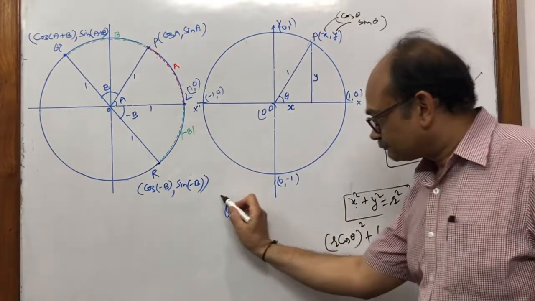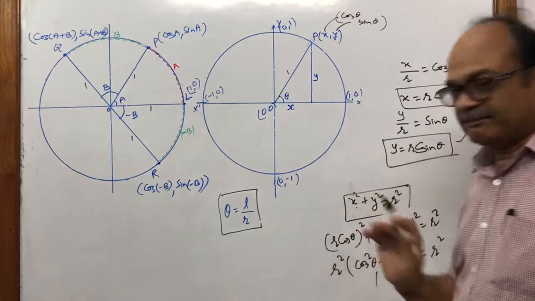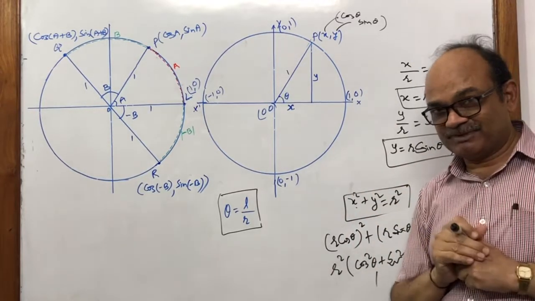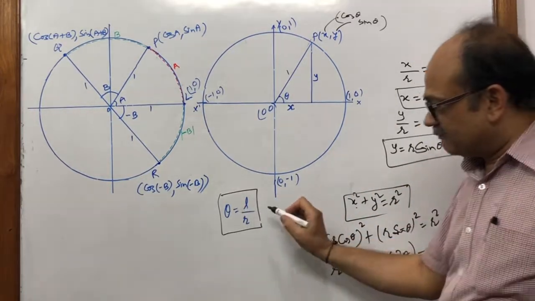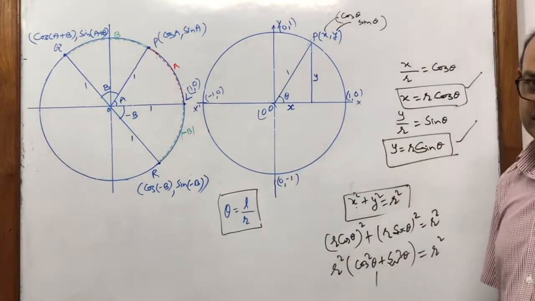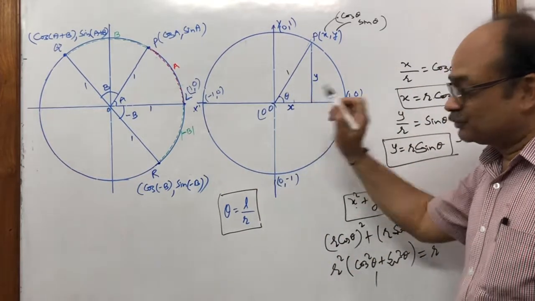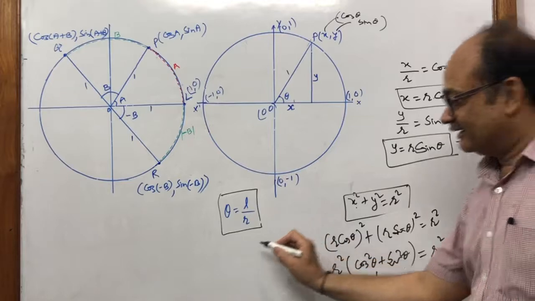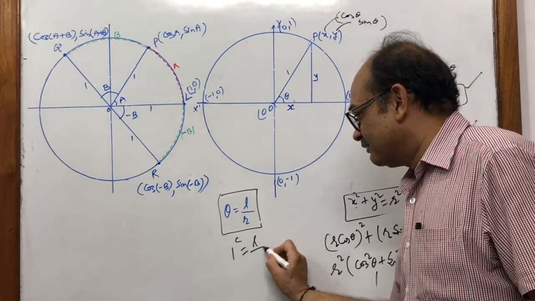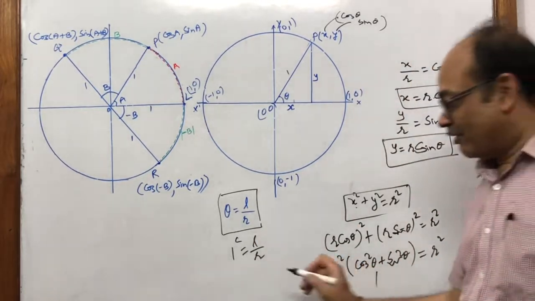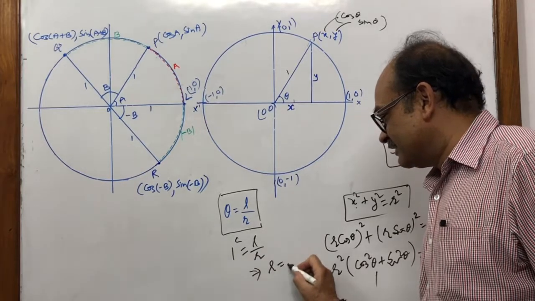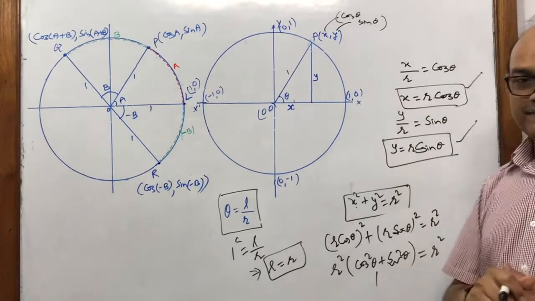Now you know theta equals L by R. We have already developed the formula. Theta is L by R, and if this theta equals 1 radian, then 1 radian is L by R. Or in other words, L equals R.